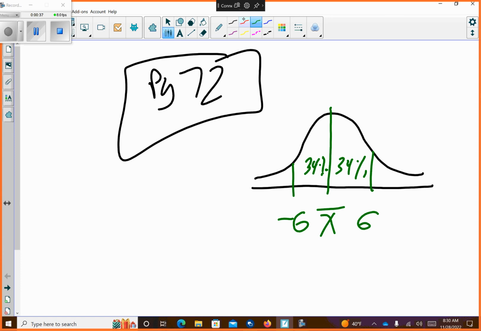Okay. And then we come out a second standard deviation. So you subtract 2 standard deviations or you add 2 standard deviations. And each of these are 13.5% of the area under the curve.